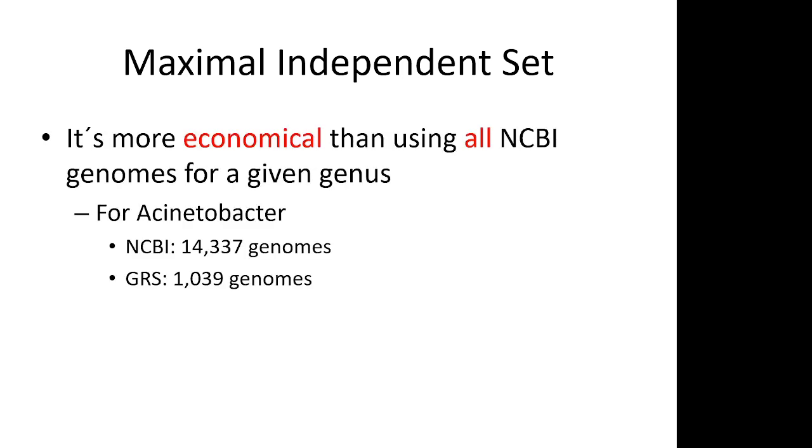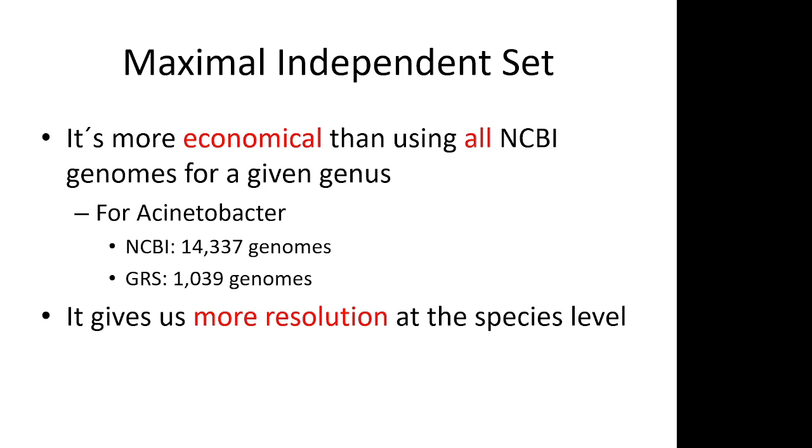What does this gain us? It's more economical than using all NCBI genomes for a given genus. As an example, one of the results I will present for you is for Acinetobacter. In NCBI, when I did this a few months back, there were 14,337 genomes. And with the GRS, we got a reduction from 14,000 to 1,000. So it's a 14-to-1 reduction.